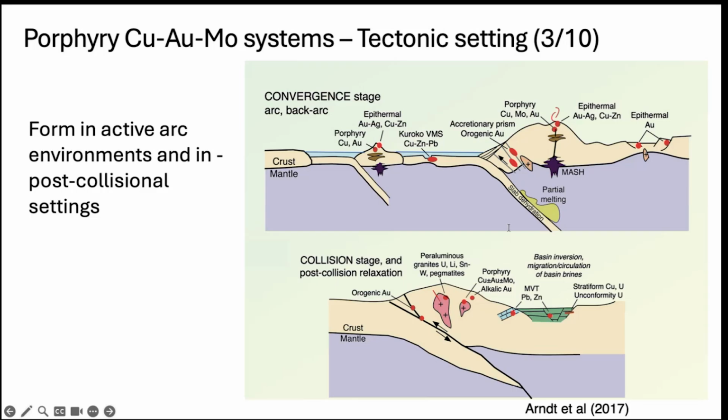Porphyry copper deposits are also interpreted to be post-collisional. So after we've collided a continent against or an island arc against a continent, we can reactivate deep structural systems and have more partial melting and produce subsequent porphyry copper deposits. So they're fundamentally linked to subduction, but can be post-subduction.